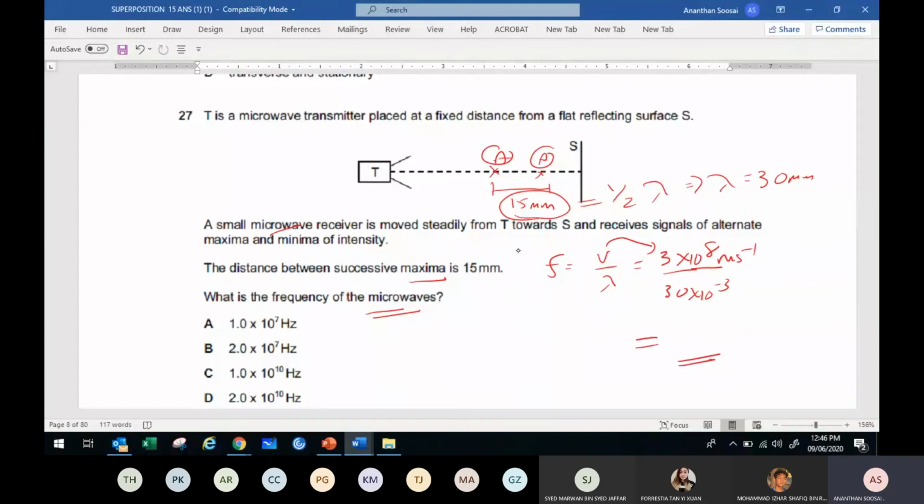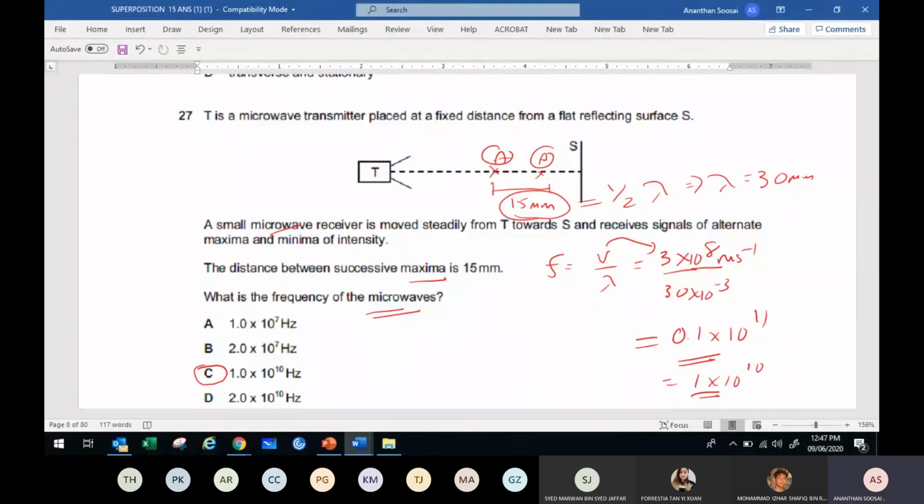So what do you get? 0.1 times 10 to the power of 11, so 1 times 10 to the power of 10. Okay, 1 times 10 to the power of 10. So I think you get C. Okay, so all of you get C. Any questions? You don't understand here? Yeah, it should be C.